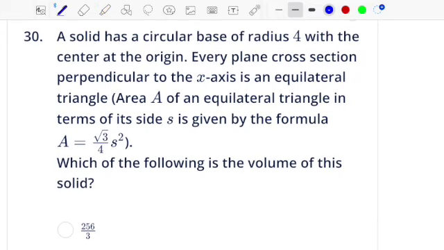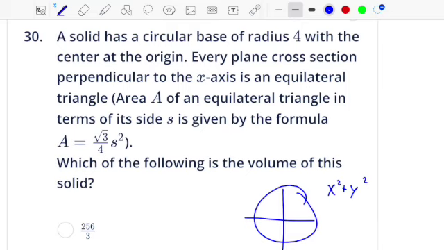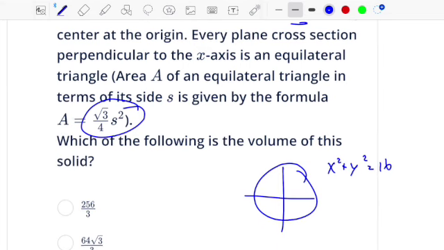Last one. A solid has a circular base of radius 4 with the center at the origin. That is x squared plus y squared equals 16, so x squared plus y squared equals r squared. The area of an equilateral triangle in terms of its side s is given by the formula. Which of the following is the volume of the solid?